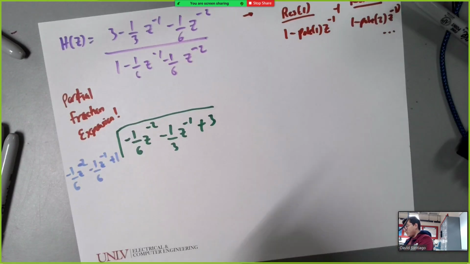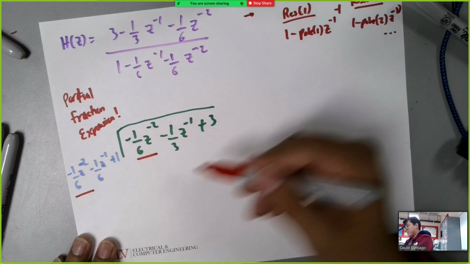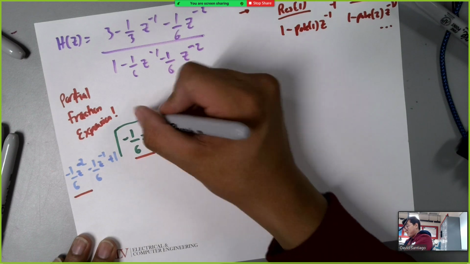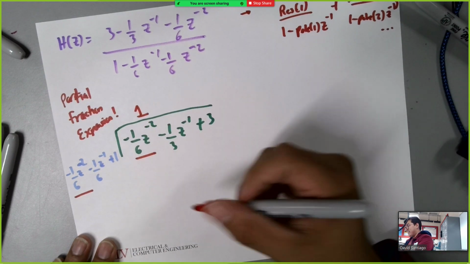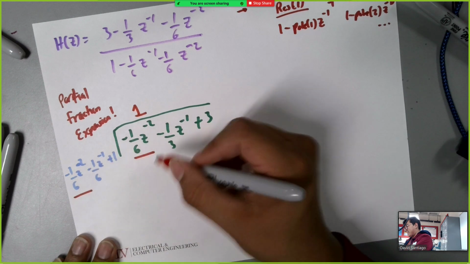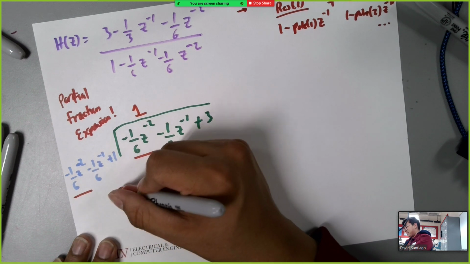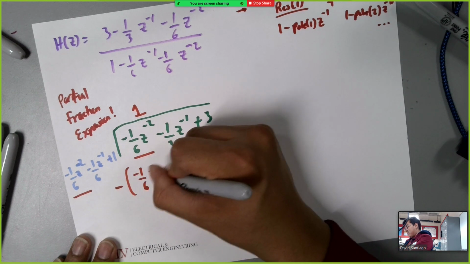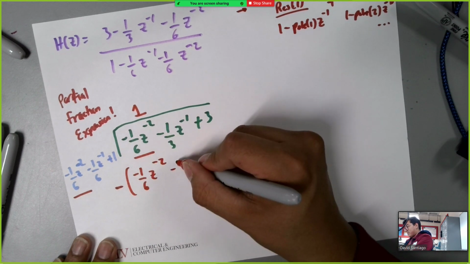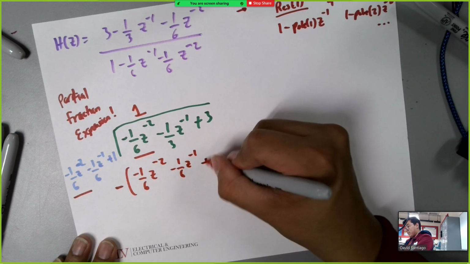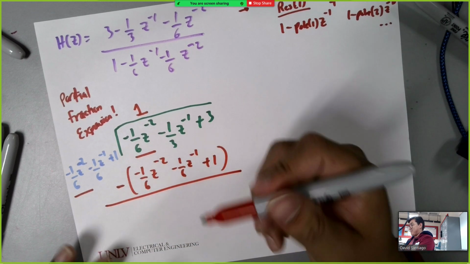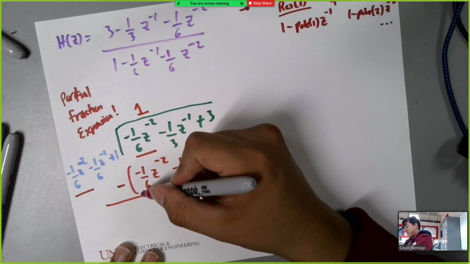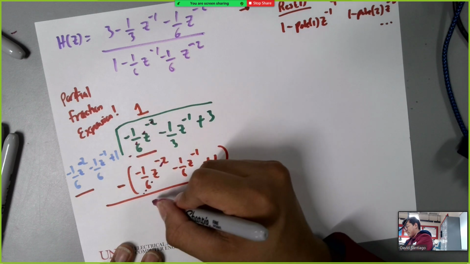So looking at this term and this term, how many times does this fit into this? Just once. So that means this times this, and I'm going to put a big minus. It's going to give us minus 1 over 6 z to the minus 2, minus 1 over 6 z to the minus 1, plus 1. And now subtract. And then this term and this term cross out to give us that 0 term.